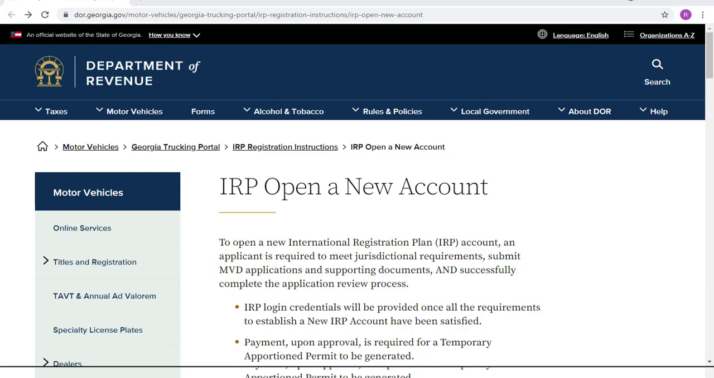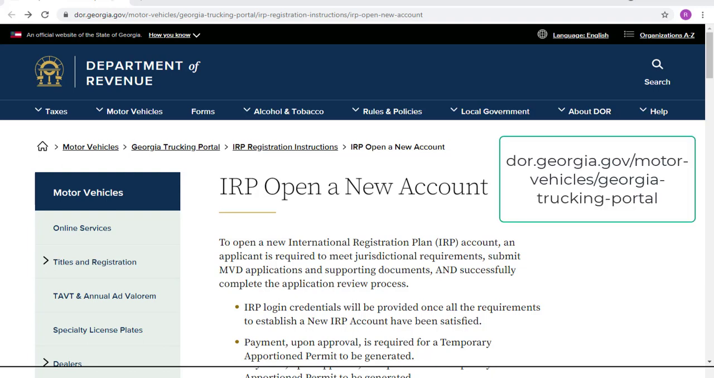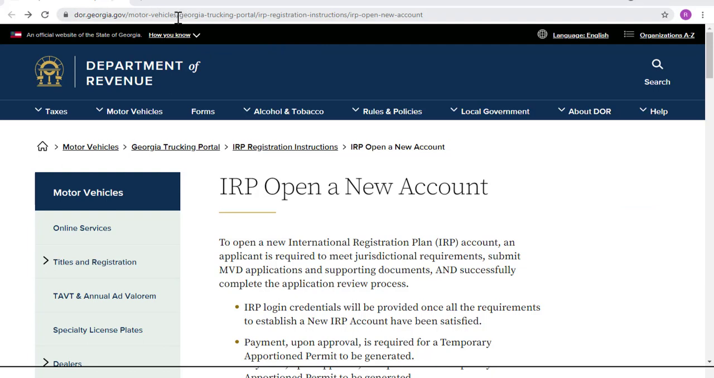So for you guys out there wondering, how can I apply for my IRP? How can I get this process started? This is where you go, guys. This is where it begins. If you can see my URL here, you're going to type in dor.georgia and follow that breadcrumb, and that's going to get you exactly where you need to be for starters.